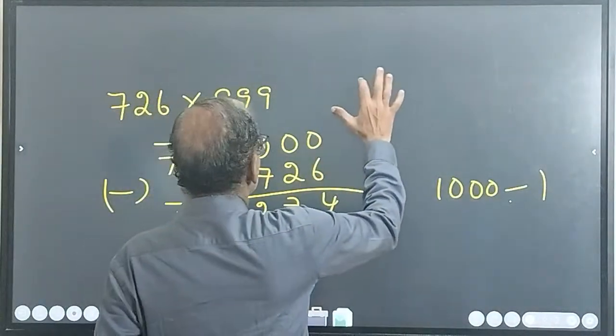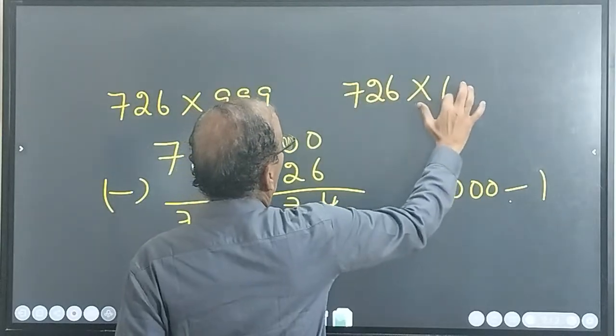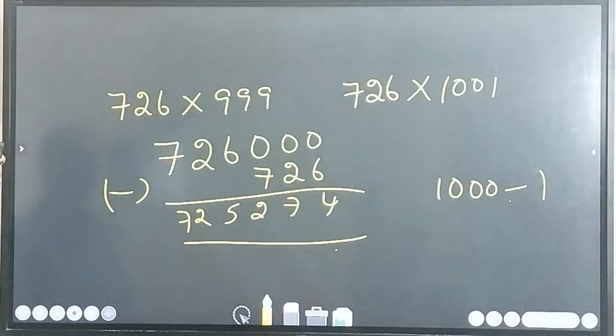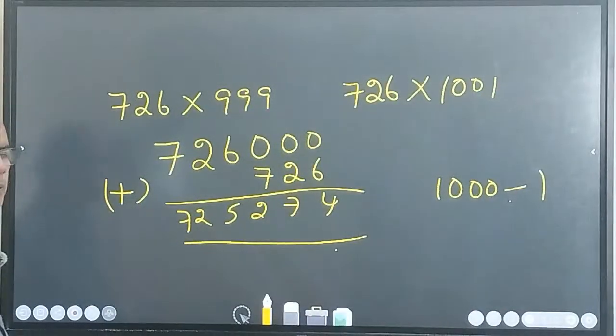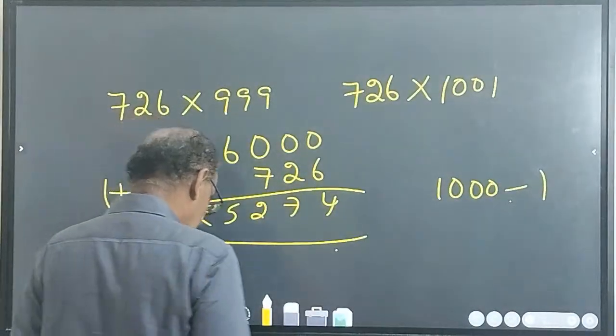Suppose they are asking 726 into 1001. What you do? Instead of subtracting here, you simply add. If you add, what will you get? You will get that answer.